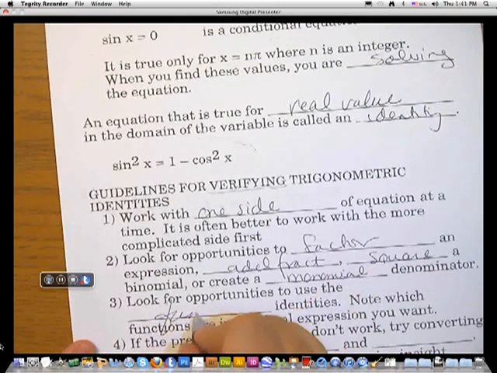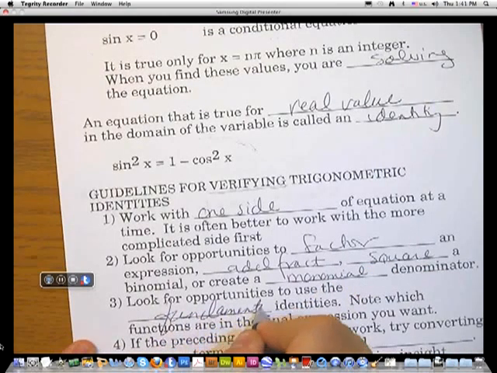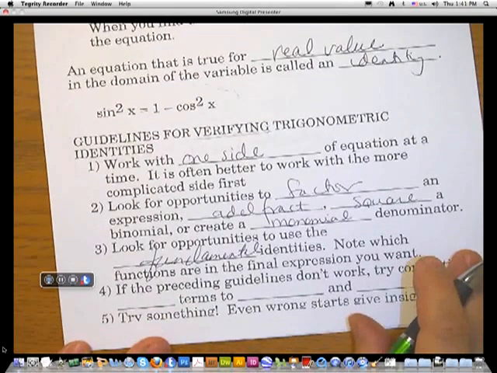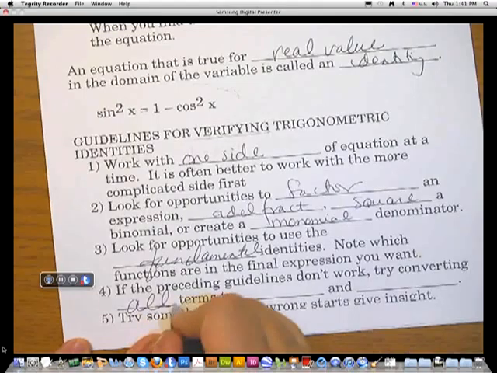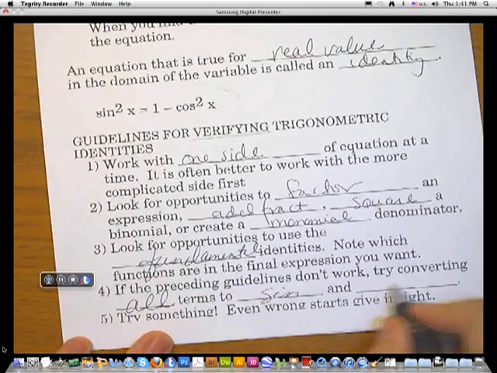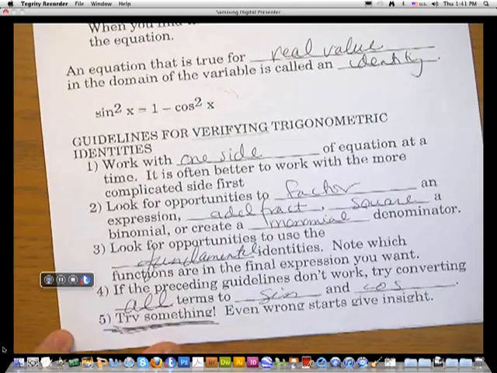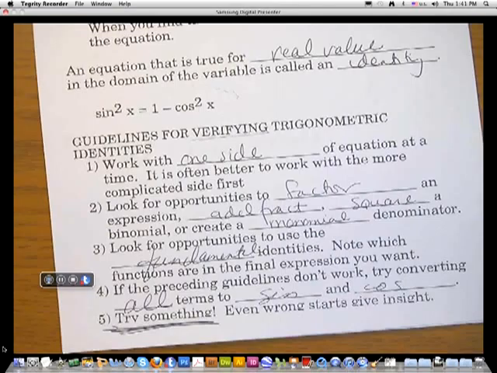We use our fundamental identities, and if we can, we try converting all things to sine and cosine. When in doubt, try something. Something might work, something might not. It might lead you to something else. Whatever the case may be, don't just sit there and stare at it and not do anything. There's always something you can try.